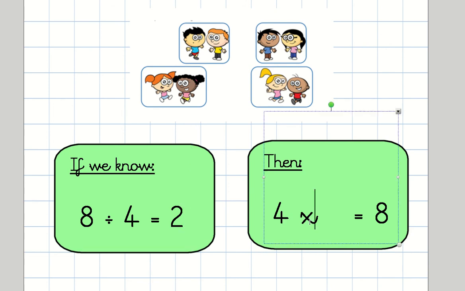Then we must have 4 times by what equals 8? 4 lots of 2 equal 8. So 4 times 2 equals 8.